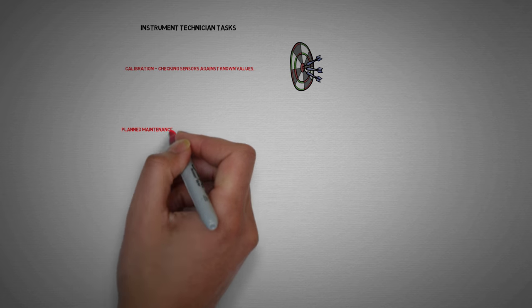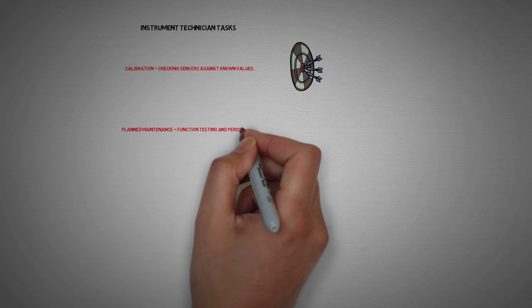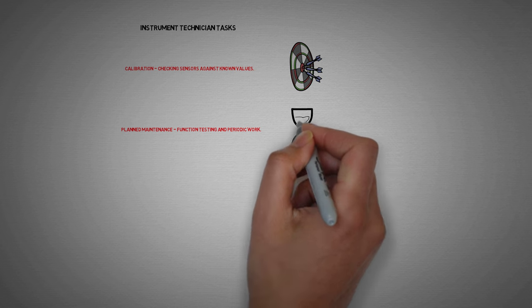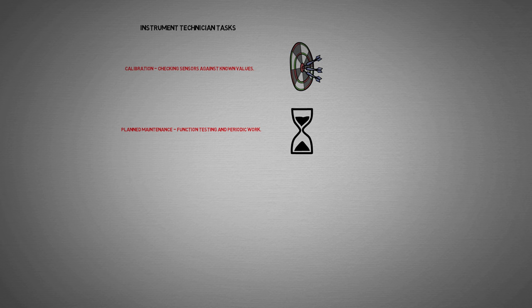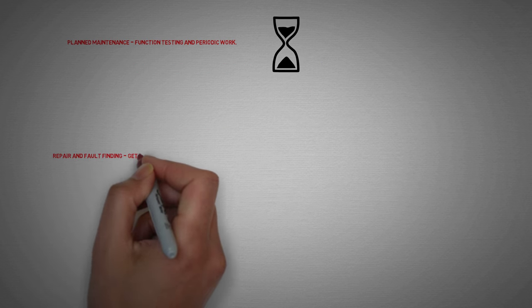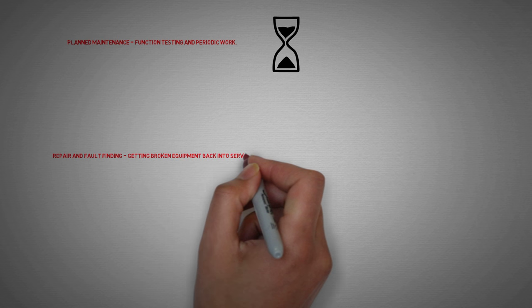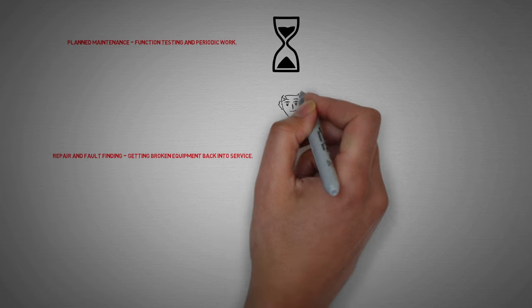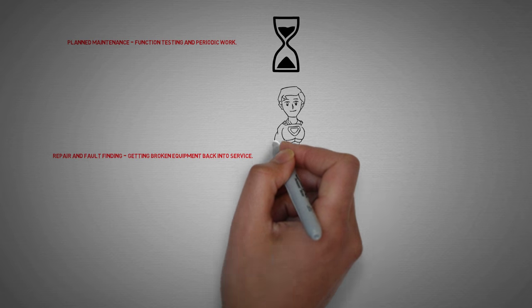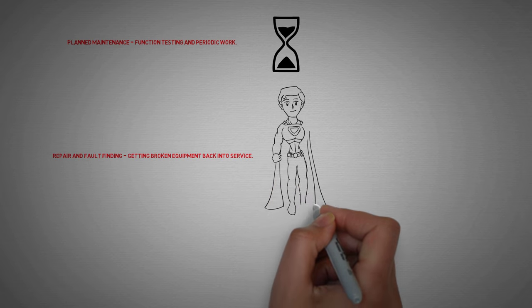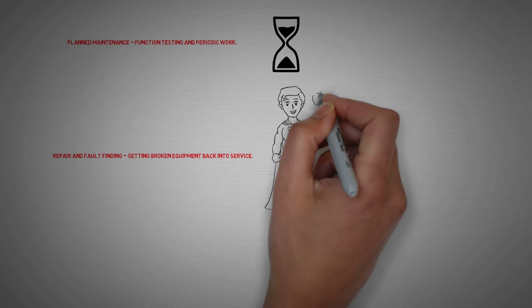Instrument techs will also perform plant maintenance. Now, as well as calibration, this can also include function testing of the equipment to make sure it's behaving as expected and hopefully prevent future breakdowns. Which leads me on to repair. So when plant maintenance fails to prevent equipment going wrong, instrument technicians step in and will be tasked with the repair of the failed instruments. This can often involve very skilled fault-finding methods.